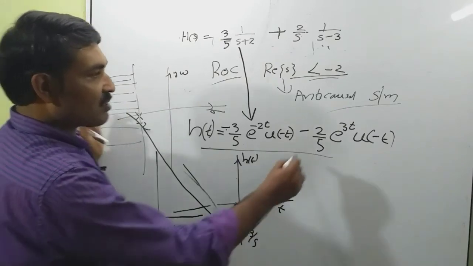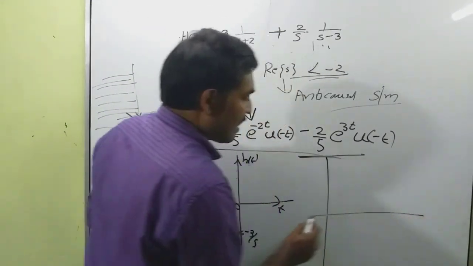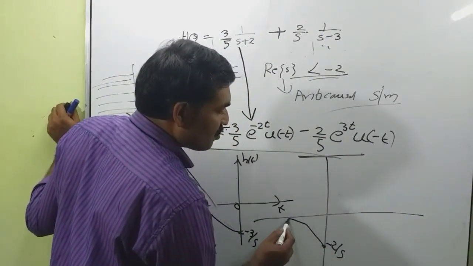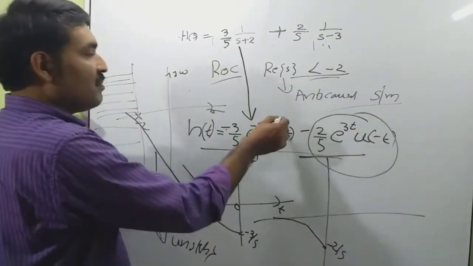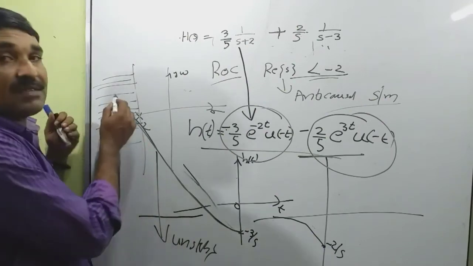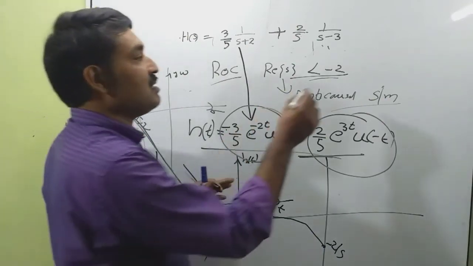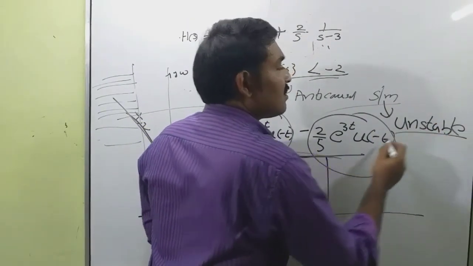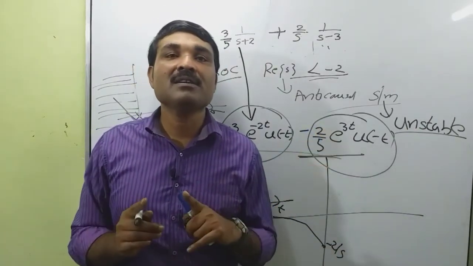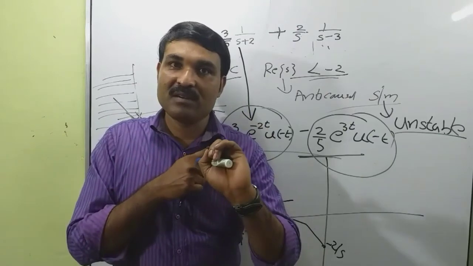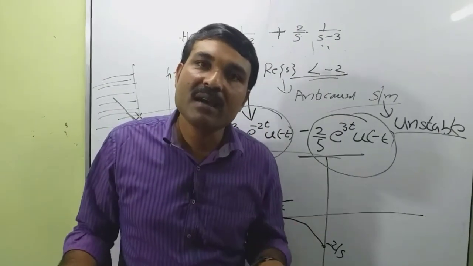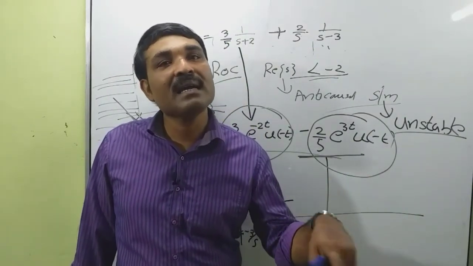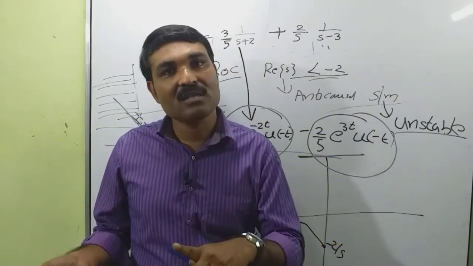Now what about this portion? This portion starts from minus 2 by 5 and goes to 0. So this is a stable portion, but the other part is an unstable part. This goes to infinity exponentially. So the system becomes unstable. That means the system is anti-causal and unstable. So the system is stable when ROC is lying between minus 2 and 3. So the system is a non-causal stable system. When ROC is sigma greater than 3, the system is causal and unstable. And when ROC is sigma less than minus 2, the system is anti-causal but unstable.